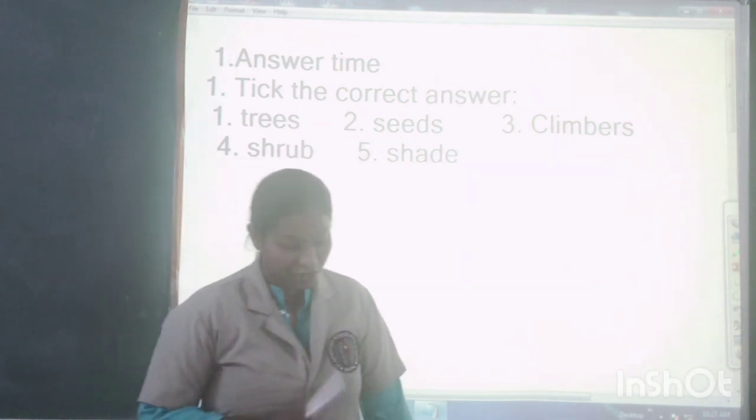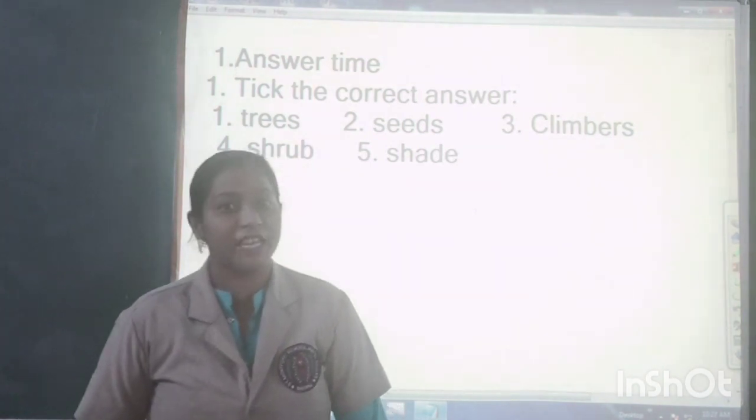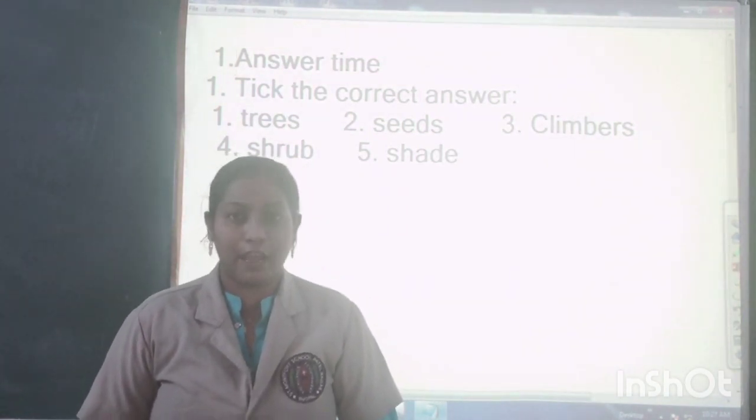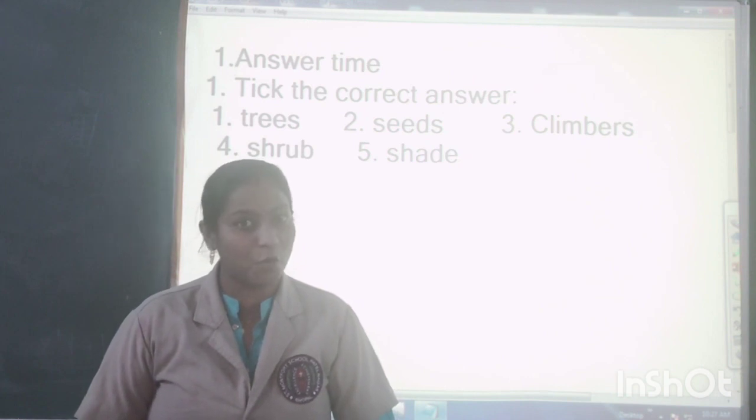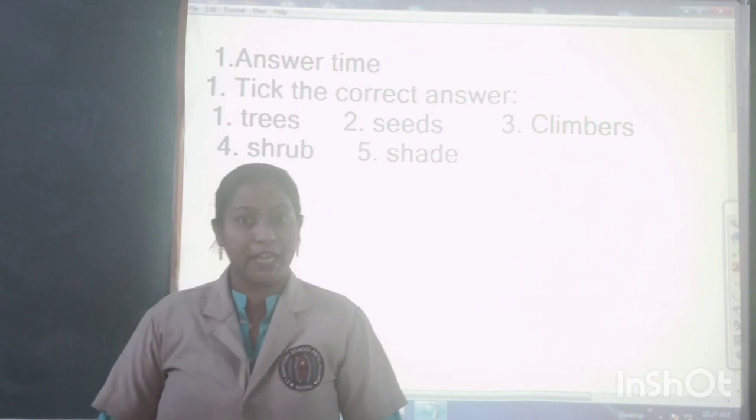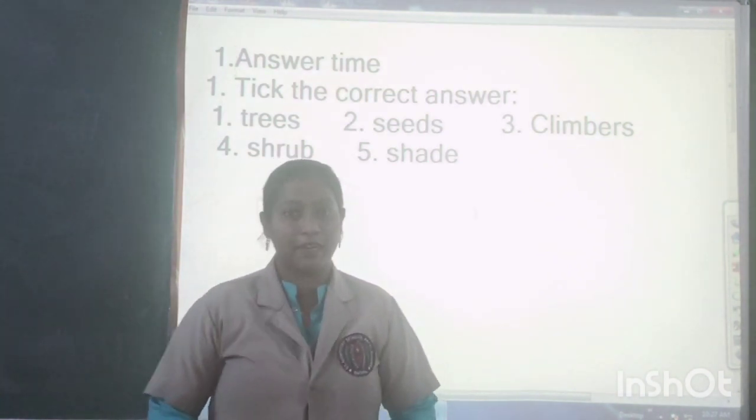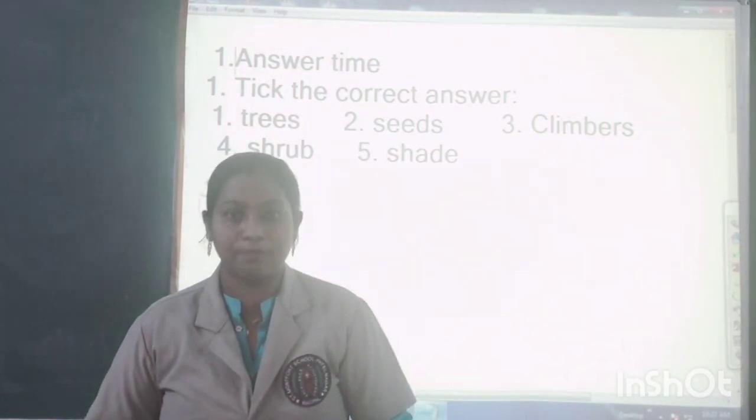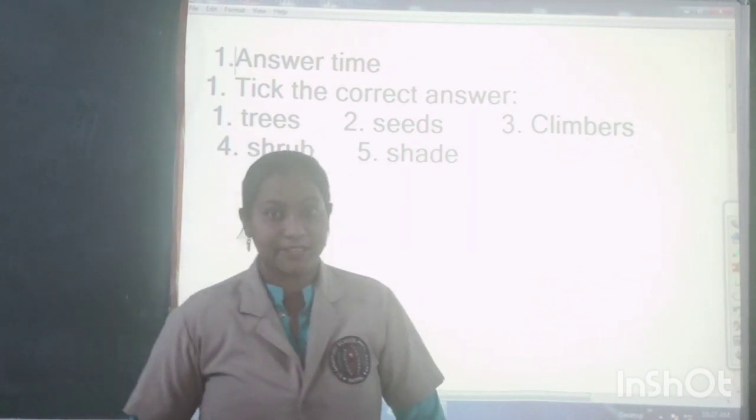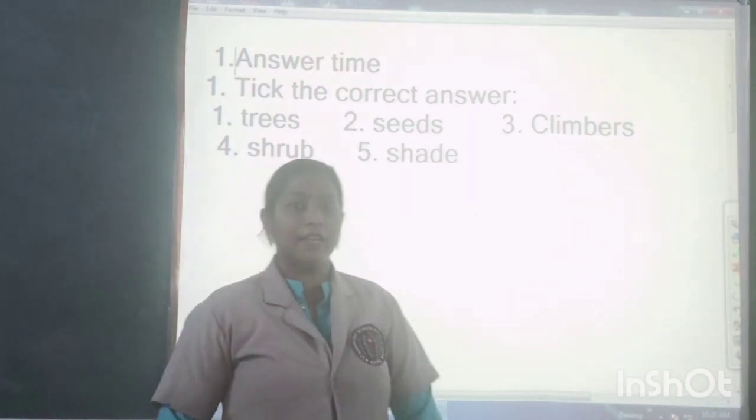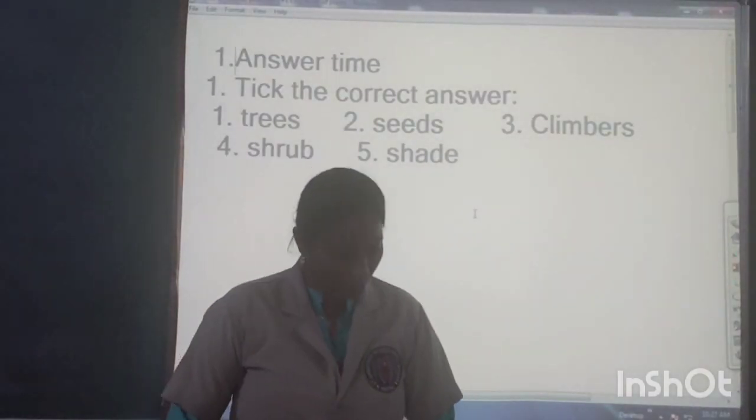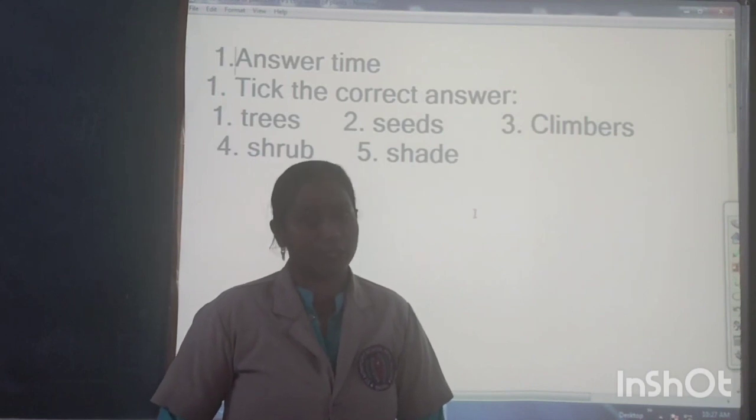That is on page number 157. I hope you all are ready with your semester 2 book, EVS part, lesson number 2, page number 157. And quickly be ready with your pencil in your hand, and an eraser too if you like. So let's begin with the answer time. First one is tick the correct answer. Two answers are given. You have to tick the correct one.